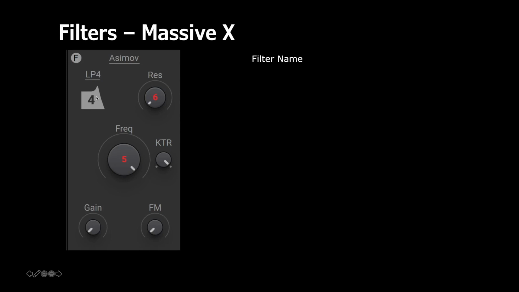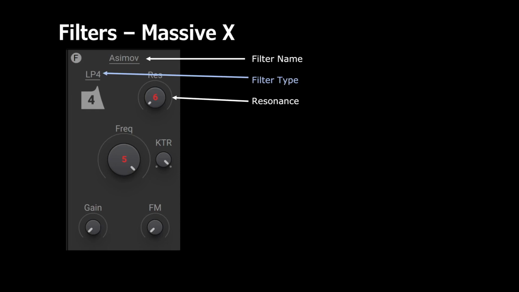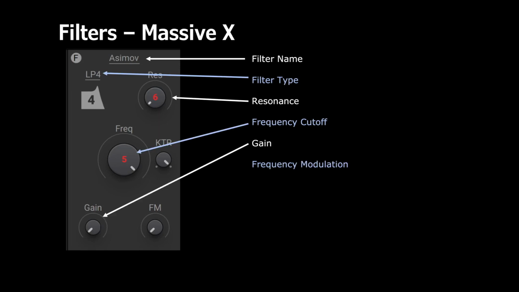So yeah, we'll start with the filter name, which is there at the top. The filter type, so there we can see it's an LP4, so it means it's a low pass, and I think 4 represents the kind of severity, the drop off. Here you have your resonance, so I will go over what resonance means on Serum shortly. Your frequency cutoff, which is there, and then your gain and your frequency modulation, which is just there too.